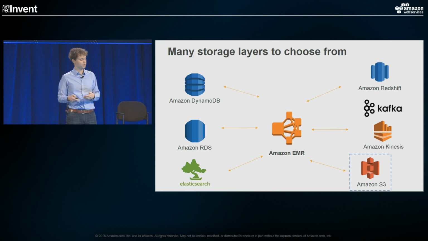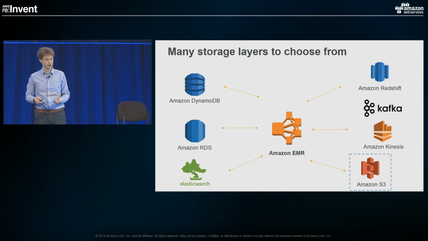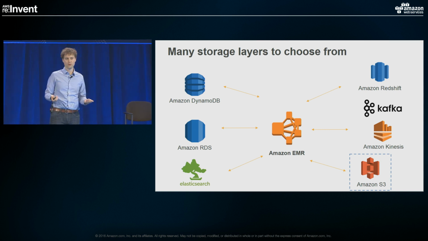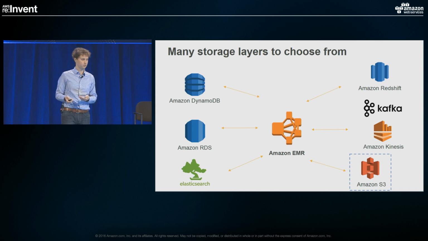So you can write Spark jobs against DynamoDB. You can access data in RDS or Elasticsearch using the Spark Elasticsearch connector. You can access data in Amazon Redshift using the Spark Redshift connector, use Spark streaming with Apache Kafka or Amazon Kinesis, and finally access data in S3 using EMRFS, which is our own S3 connector that allows you to performantly access data in S3 with Spark.